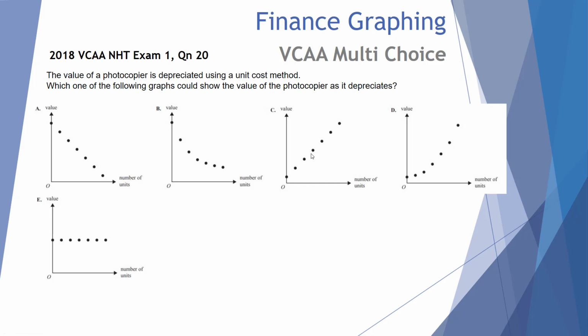2018 VCAA NHT Exam 1 Question 20. The value of a photocopier is depreciated using a unit cost method. Which of the following graphs could show the value of the photocopier as it depreciates?